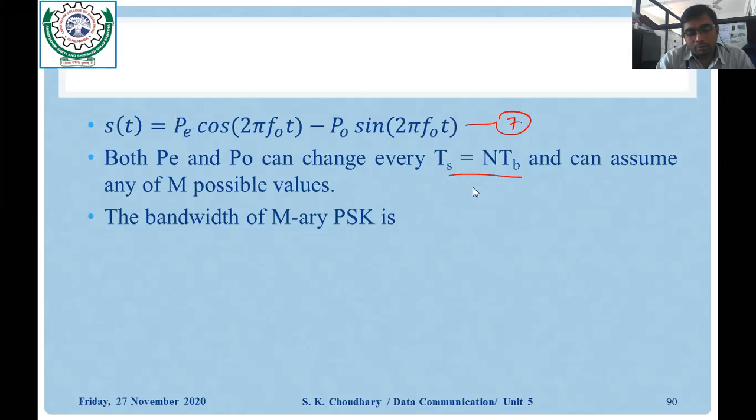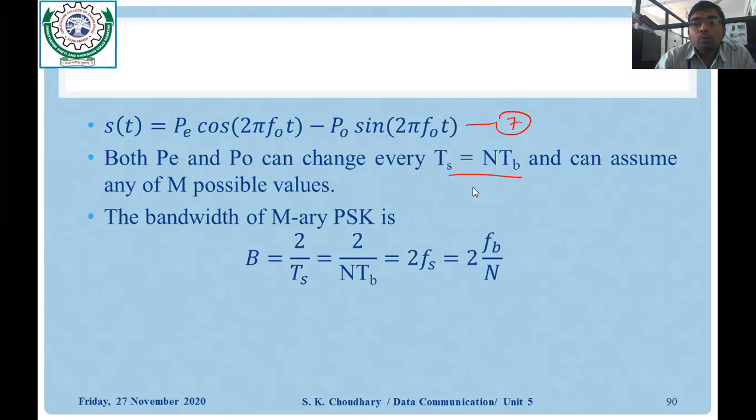It is 1 upon Tb, actually 1 upon n Tb. You can also write it in terms of symbol period and bit period as well. B is equal to 2 upon Ts, that is 2 upon n Tb in terms of bit period. That is, bandwidth is nothing but 2 times the symbol frequency Fs, or 2 times the bit frequency Fb upon capital N. This is also a very important relationship.